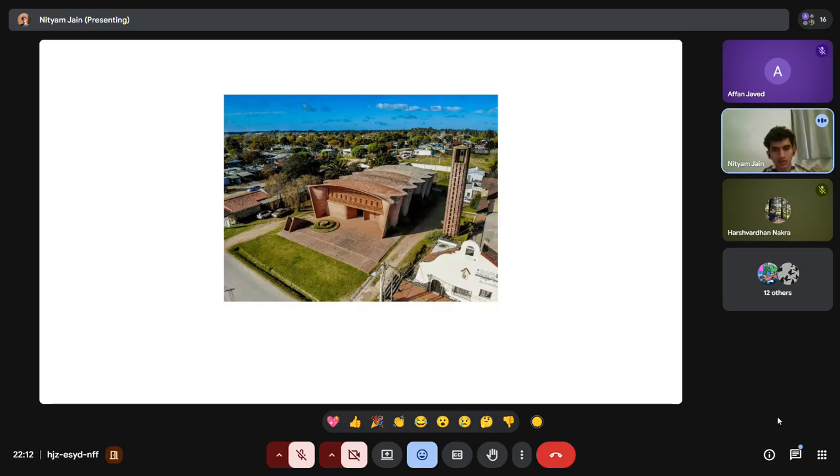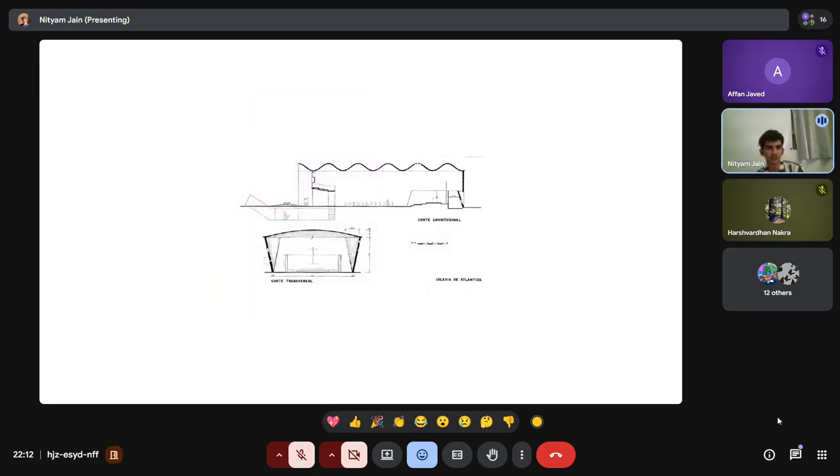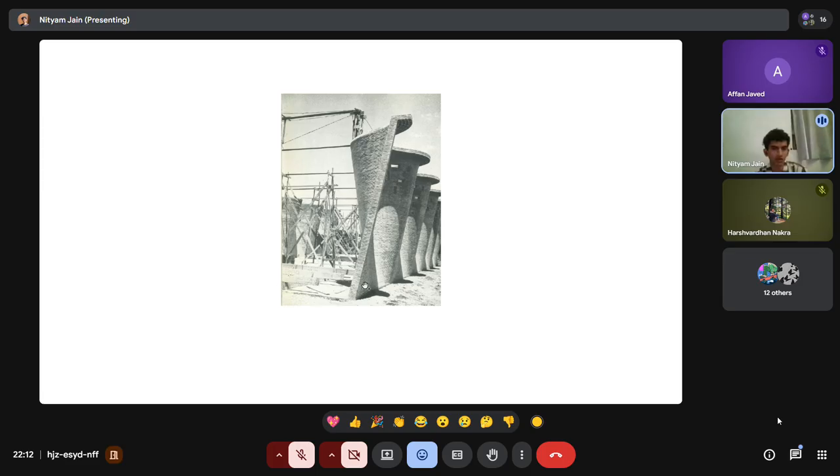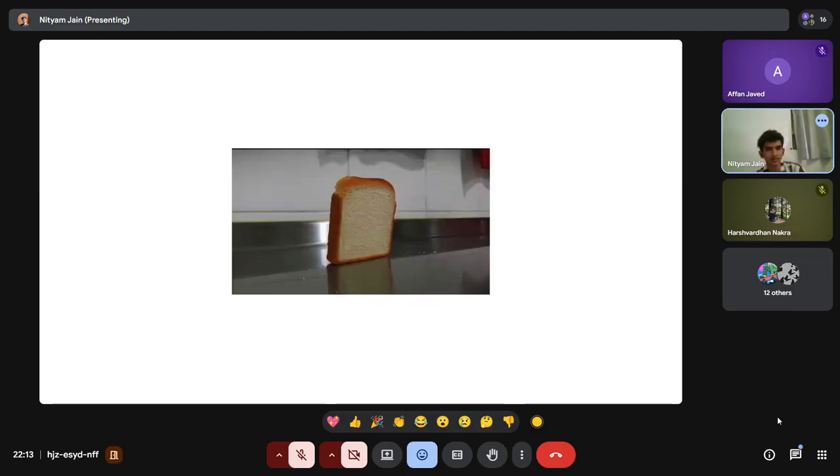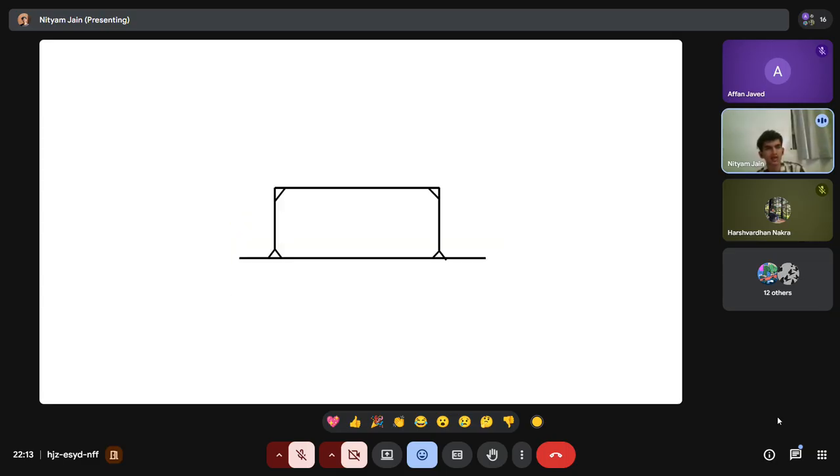Another example is by Eladio Dieste, Cristo Obrero Church. It's made from reinforced bricks, a very interesting structure. So here, if we see the section, the wall at the bottom is a straight wall, and at the top it becomes a corrugation, which provides more stiffness. But while it was getting constructed, they had given it support because the individual walls cannot stand. If you want to visualize a bed which is kept, it will just collapse. So it just acts like that.